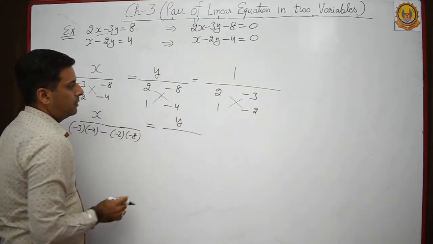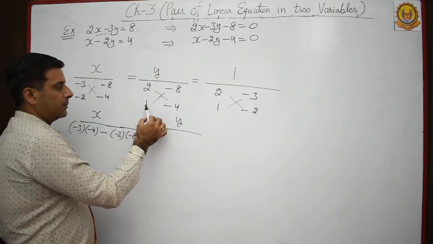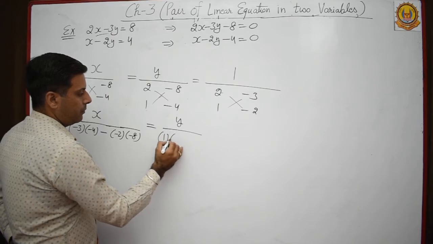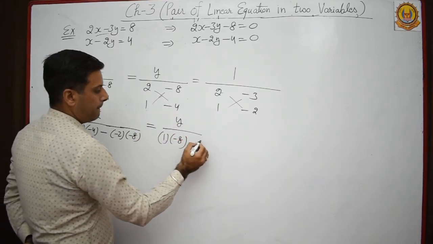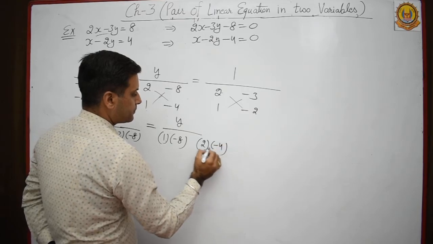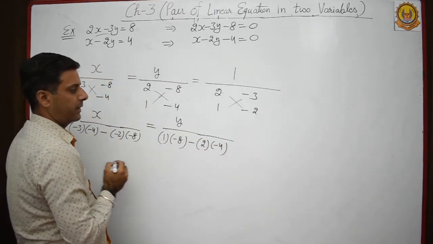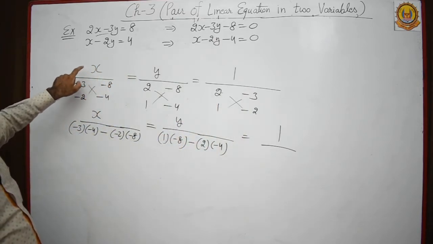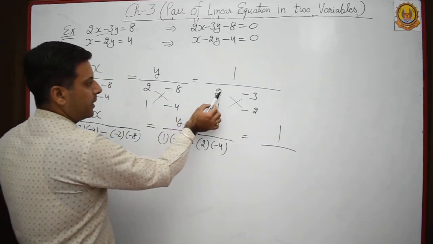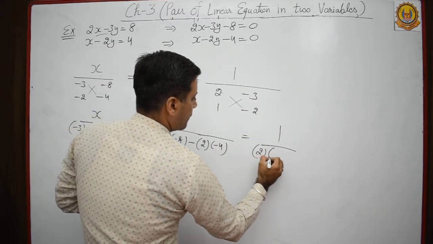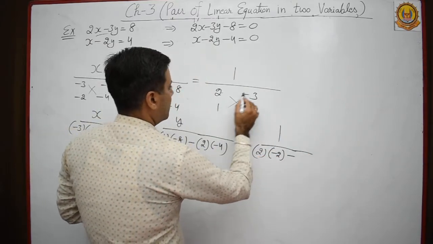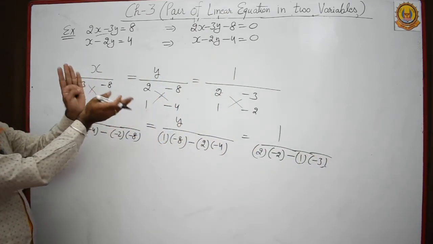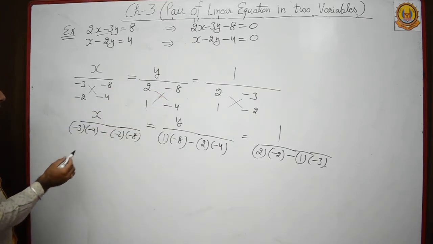Here you have to start from this number firstly. So 1 multiplied by minus 8, and then 2 multiplied by minus 4, and then you have to subtract it. Here, same as you did in the first part, first term. Start from here, 2 multiplied by minus 2, and then 1 multiplied by minus 3. So only in this part you have to do it in reverse form. So now just solve it.